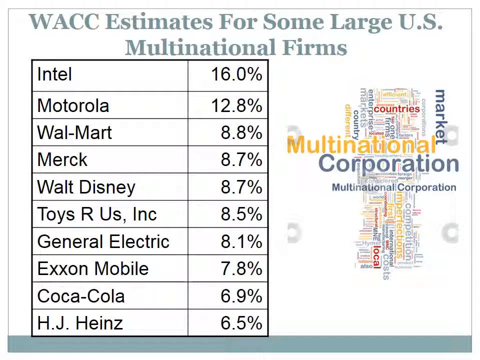Notice your companies that have less business risk. Go to the very bottom there: Heinz, Coca-Cola, very low estimated cost of capital, because they generally have much lower levels of business risk.